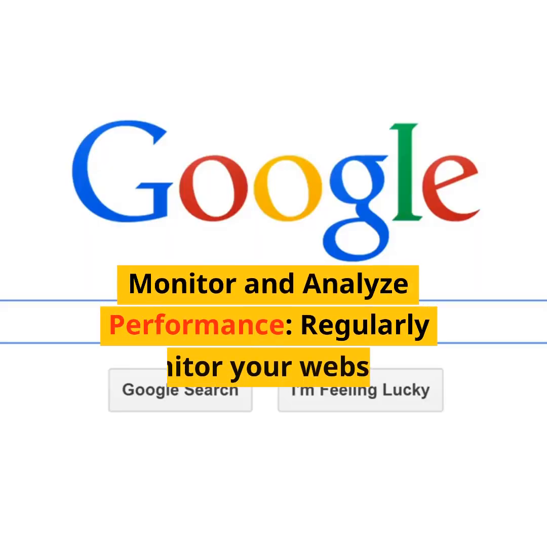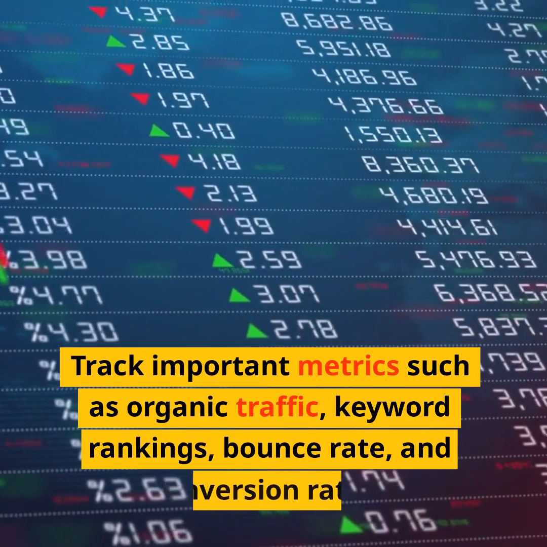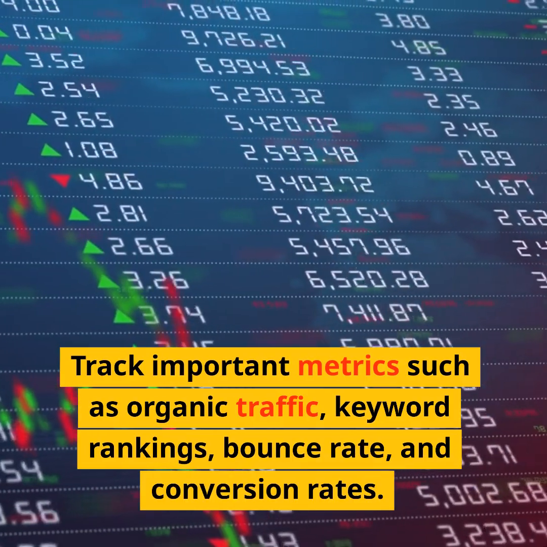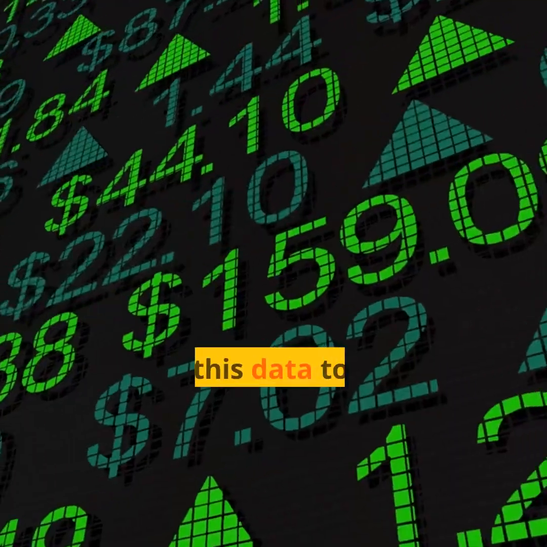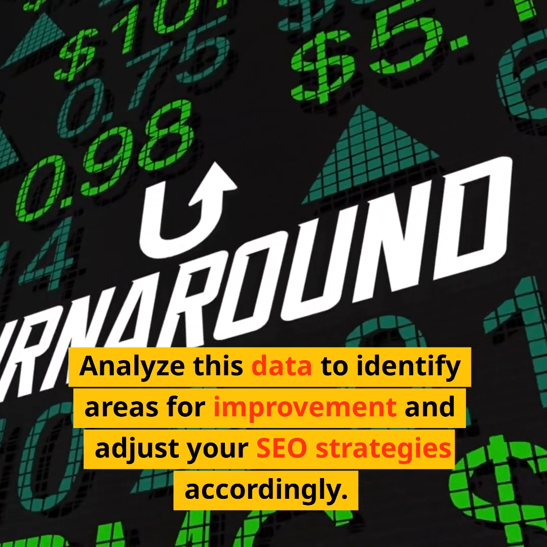Monitor and analyze performance. Regularly monitor your website's performance using tools like Google Analytics or other SEO analytics platforms. Track important metrics such as organic traffic, keyword rankings, bounce rate, and conversion rates. Analyze this data to identify areas for improvement and adjust your SEO strategies accordingly.